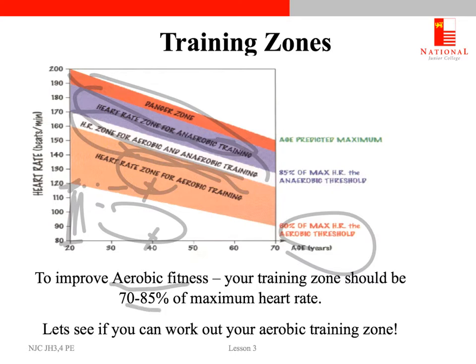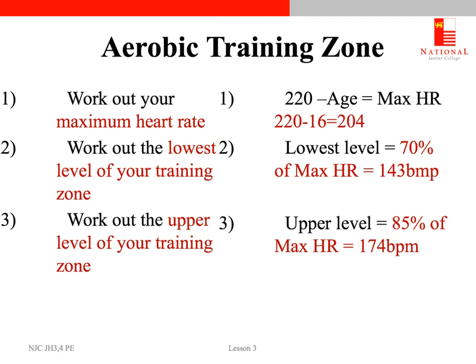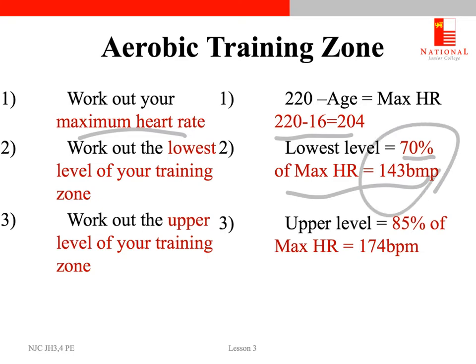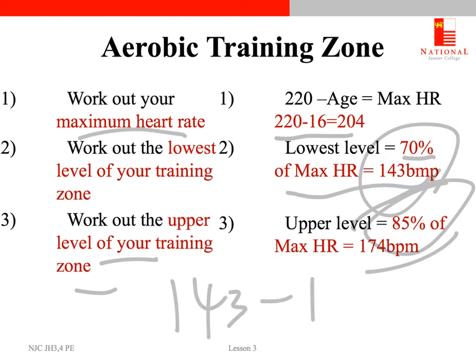You can calculate your maximum heart rate and, using it as the 100% base, work out the heart rate you need to train in the aerobic fitness zone. For example, if you're 16 years old, 220 minus 16, or 15 if you're JH3, then 70% will be 143 beats per minute. The upper level of the training zone, about 85%, is 174. So it's about 143 to 174. If you are in this zone, you're in the aerobic training zone, which is good if you are doing aerobic training.